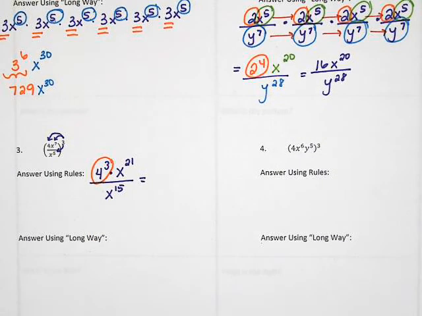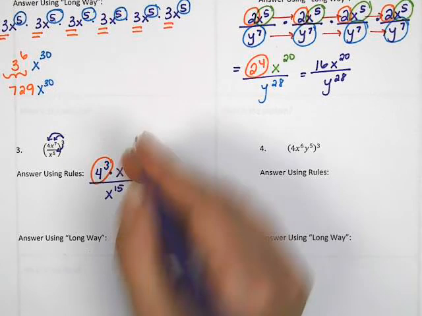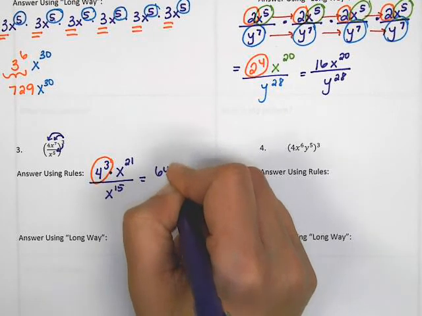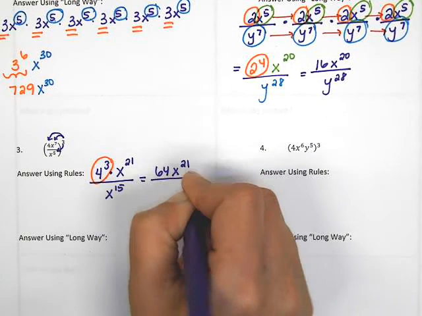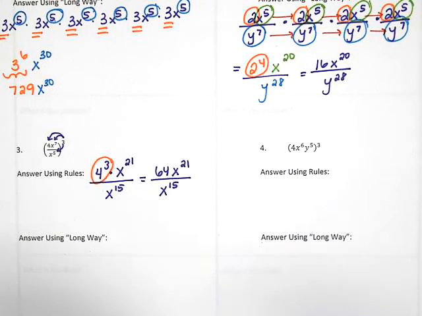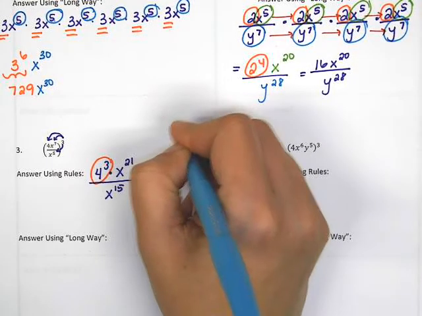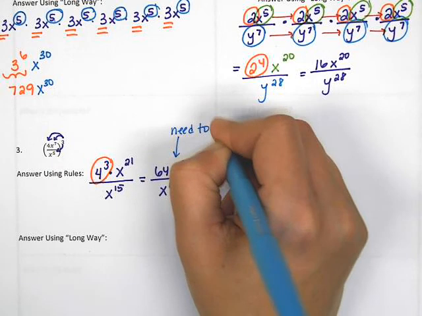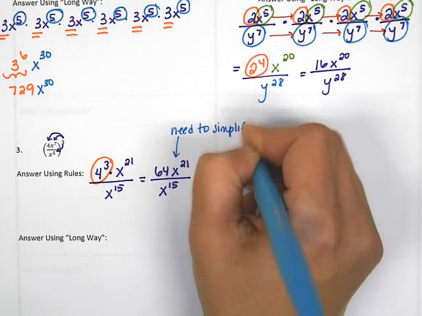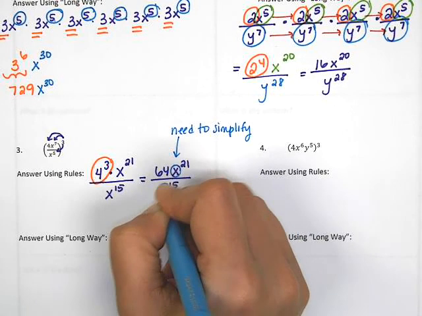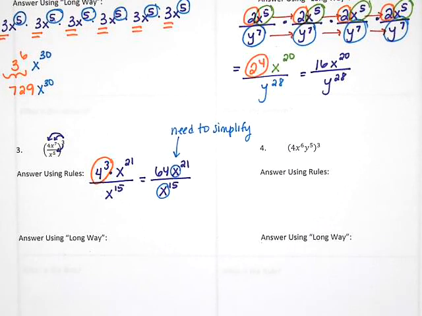That would simplify if I simplified the 4 to the 3rd. Now 4 to the 3rd, I'm typing it into my calculator, is 64x to the 21 divided by x to the 15. But here's the problem. I can't stop here. This is an example of a problem that requires me to keep going to simplify. And the reason I know I need to simplify is because I still have a base of x and a base of x in this same problem. We should be able to simplify that by combining.